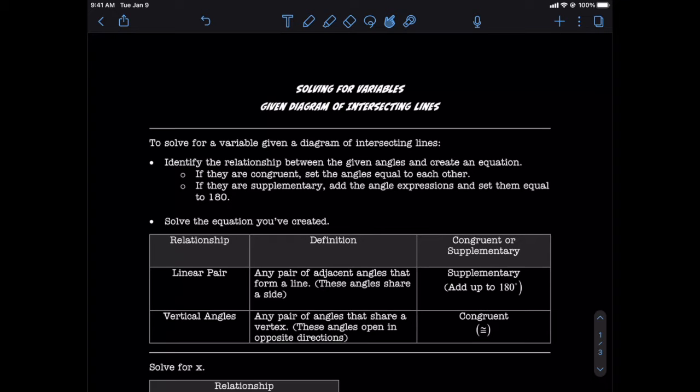Vertical angles, on the other hand, are defined as any pair of angles that share a vertex. These angles are going to open up in opposite directions, and they're congruent. So when we go to solve, all we have to do is set the two angles equal to each other.